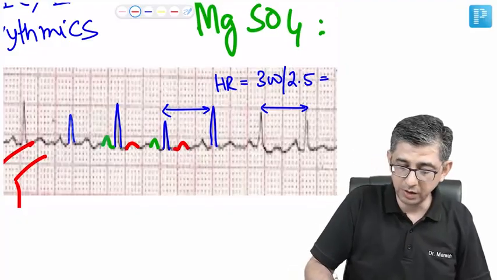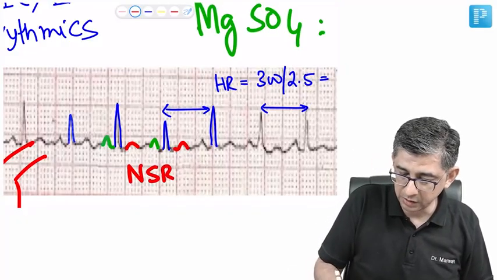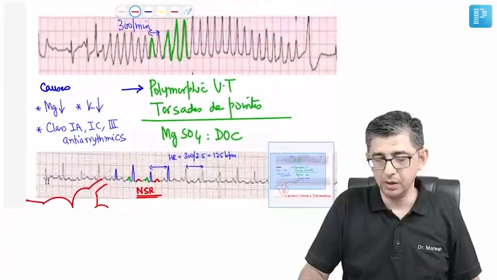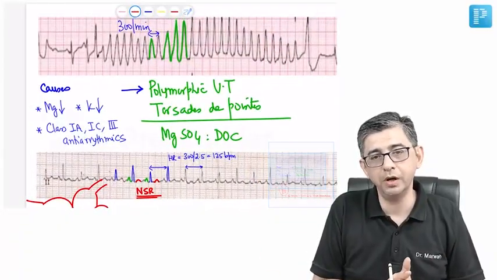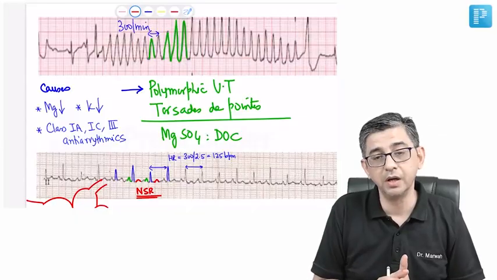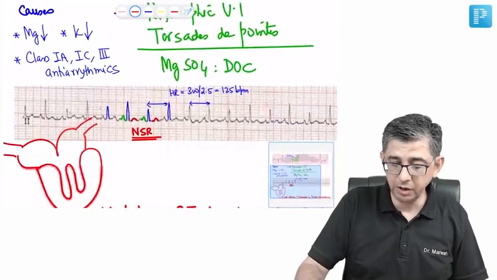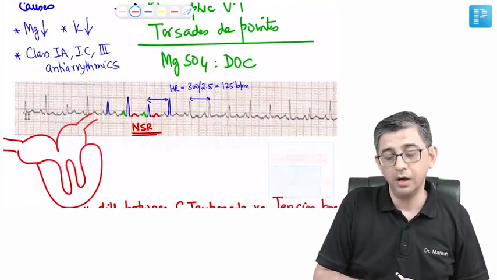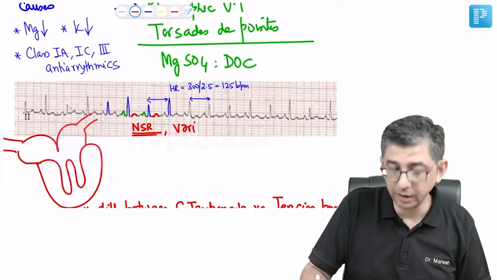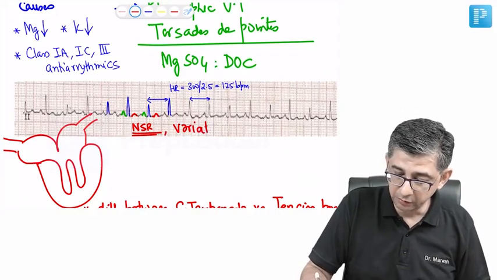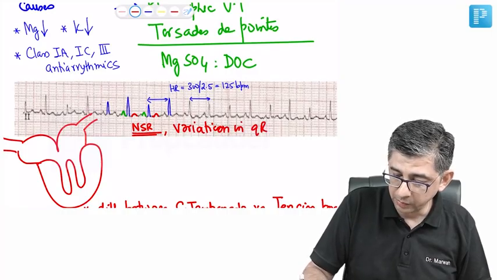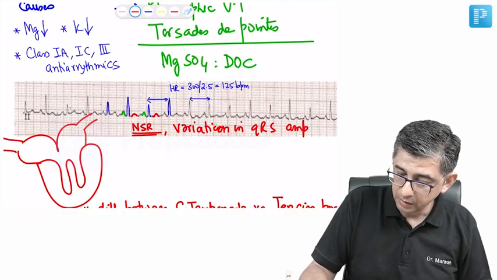So there is a normal sinus rhythm in the patient. This normal sinus rhythm was not present superiorly. If you compare the two strips, there is no normal sinus rhythm superiorly present. It's only broad QRS complex tachycardia, whereas NSR is present. But still there is variation in the amplitude of the QRS complex. So this is NSR. There is a slight tachycardia. There is still variation in the QRS complex amplitude.